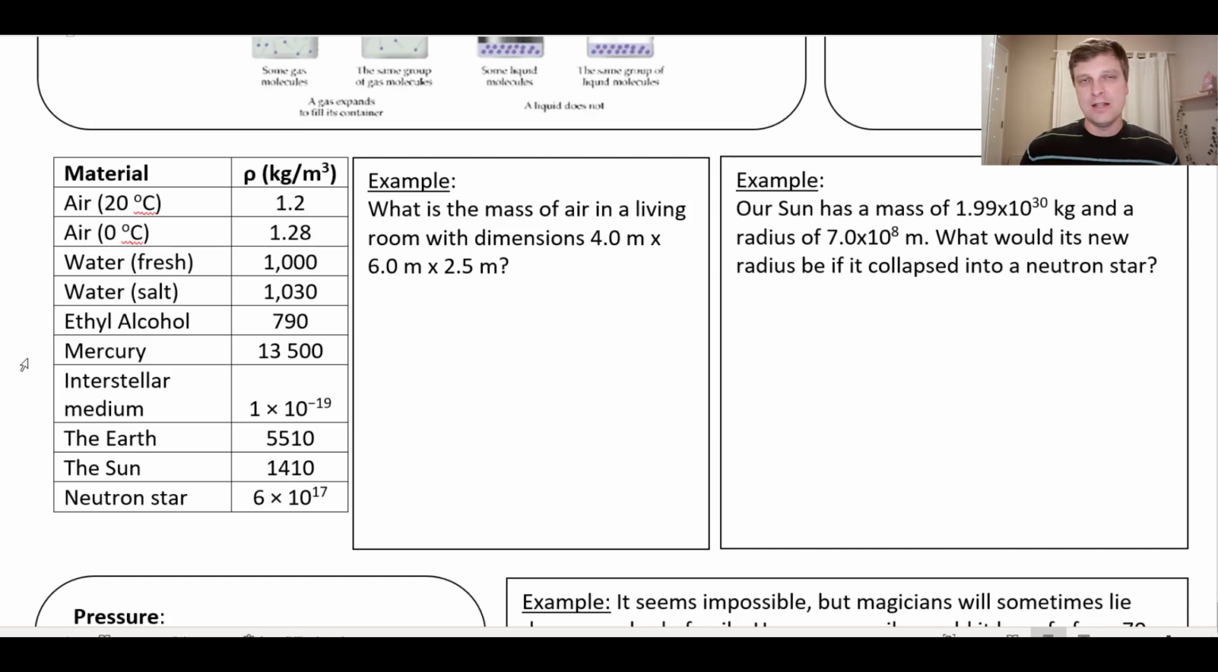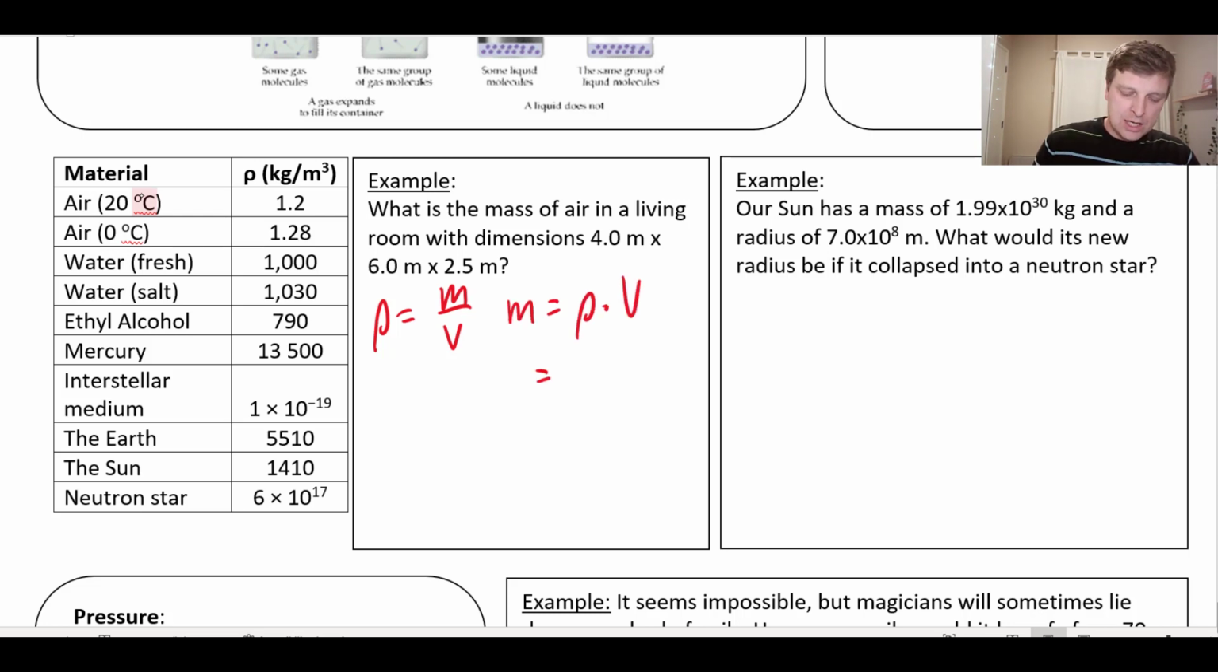Gases like air have a density around 1 kilogram per cubic meter, 1.2, whereas water is like 1,000 kilograms per cubic meter, right? So what is the mass of air in a living room with the dimensions of 4 by 6 by 2.5? Density is equal to mass divided by volume, which means mass is equal to density times volume, which in this case is going to be density times length times width times height, because that's how we find the volume of a rectangular prism, or if that's what the room is.